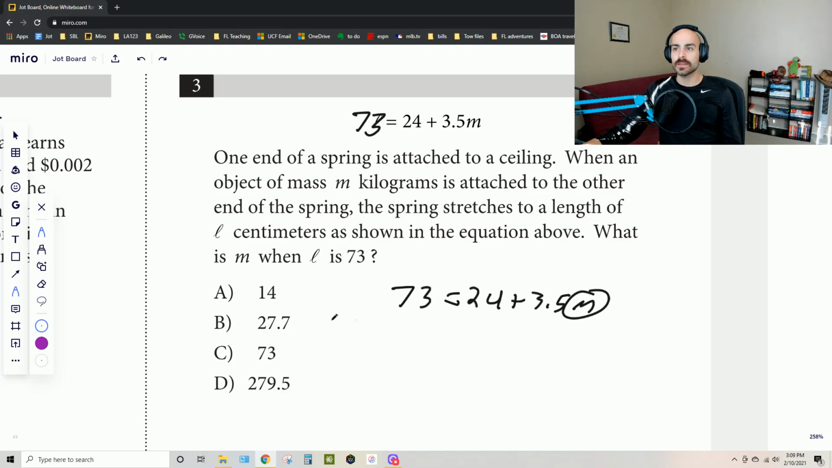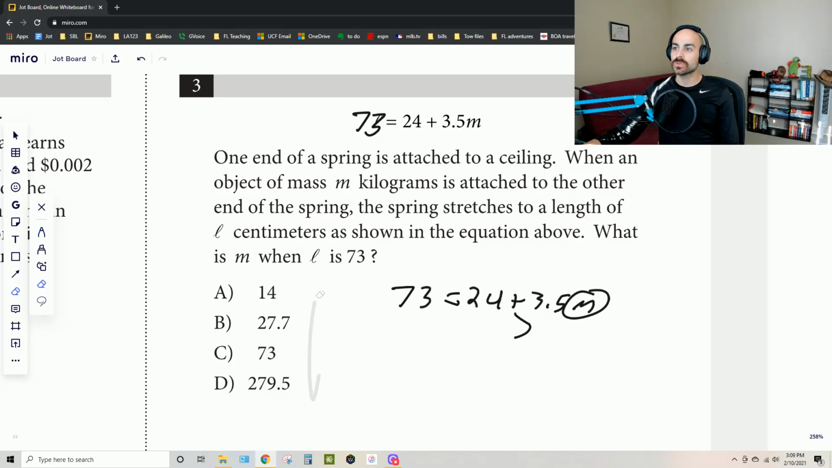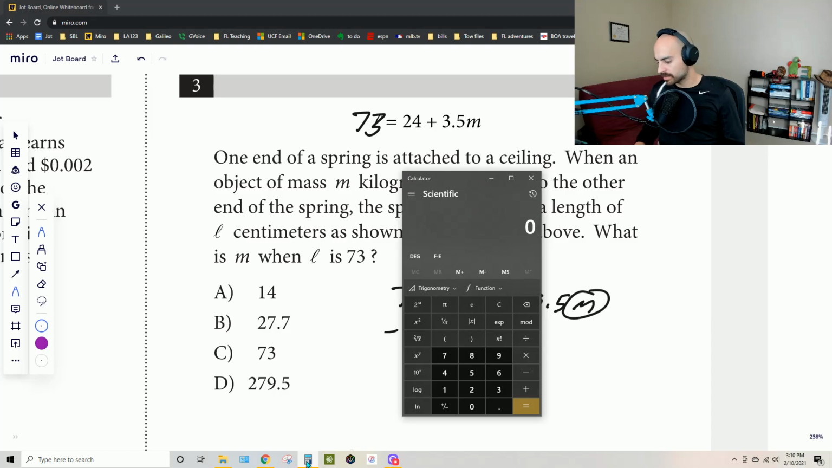We can isolate it, or you can actually plug in each of these answer choices to see which one would give you 73 after you plugged it here on the right side. But first we'll do the harder one, which is more applicable to other problems as well. And first we subtract 24 from both sides. And then we see that 73 minus 24 is 49.